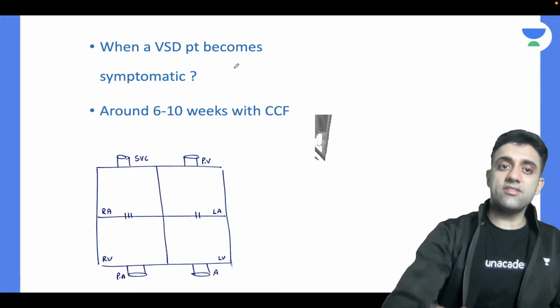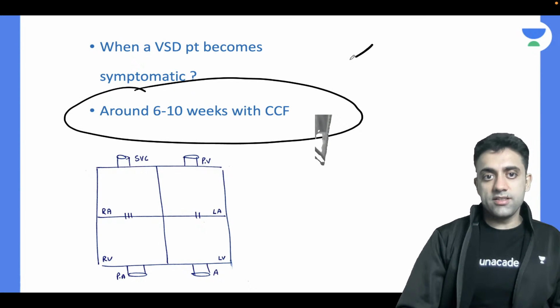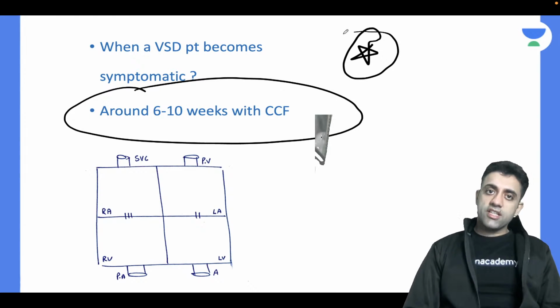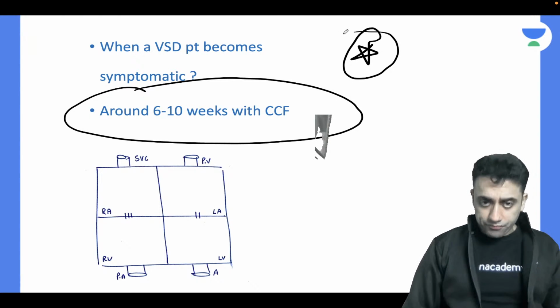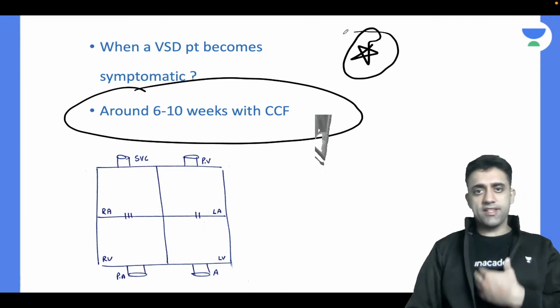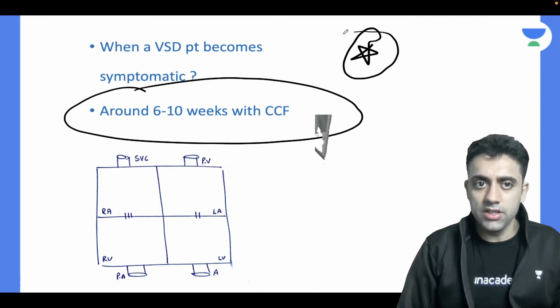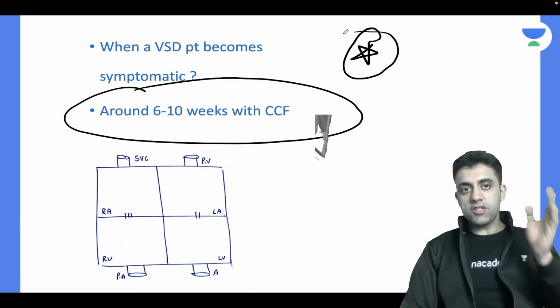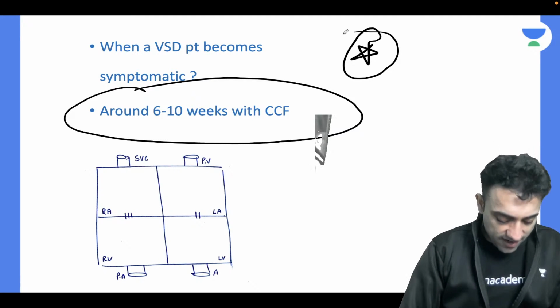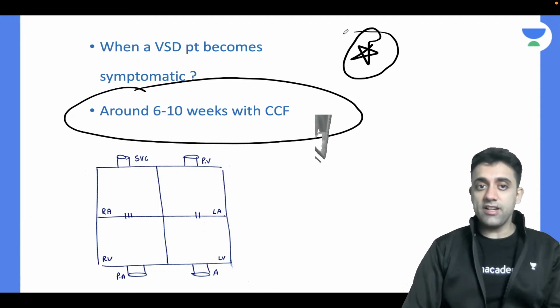The answer is roughly around 6 weeks, 1.5 months, 6 to 10 weeks, the patient will come with the features of congestive cardiac failure. Same, that periorbital swelling, facial puffiness, raised JVP, tender hepatomegaly, all those things. So when does a VSD patient become symptomatic? The answer is 6 to 10 weeks, by 1.5 months. Yes, Savan is very right.